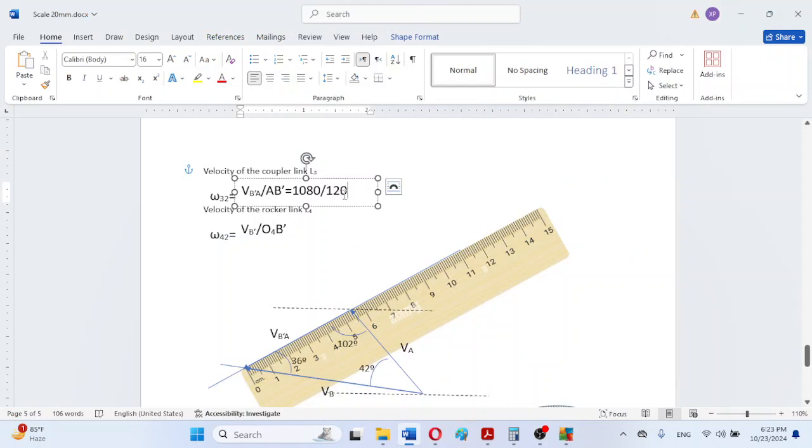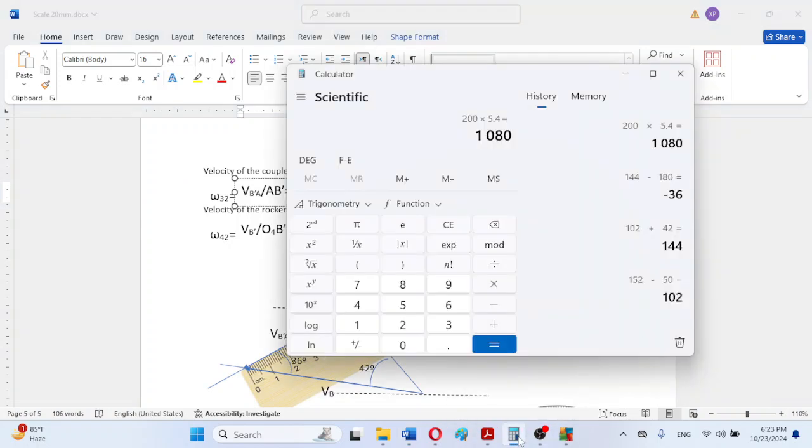Remember that the units homogeneity must be very carefully observed. We should not make any mistake. In the numerator the units are 1080 millimeter per second, so in the denominator it must be 120 millimeters, so that the units homogeneity remains and the results are not altered. We will be dividing it by 120, and this will come out to be about 9 radian per second.